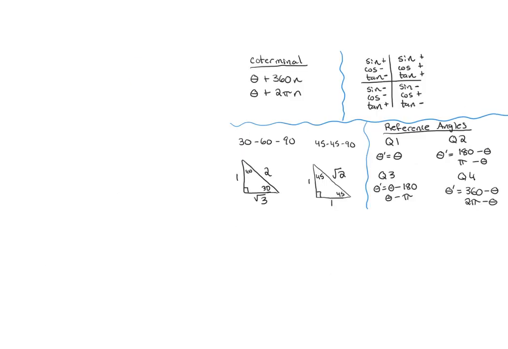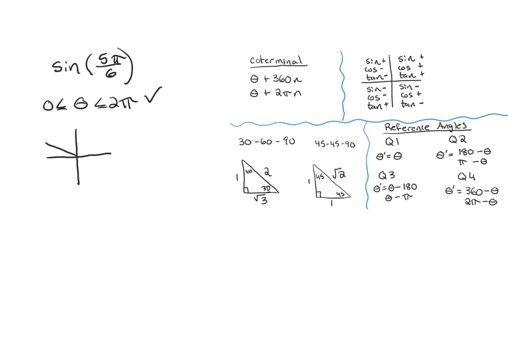Okay, next example is sine of 5 pi over 6. First thing you want to do is ask, is it in the interval from 0 to 2 pi? And it is, so we're good there. Next thing, which quadrant is 5 pi over 6 in? This is also in quadrant 2. So now, what do we know about quadrant 2? In quadrant 2, sine is positive. So my final answer will be positive.